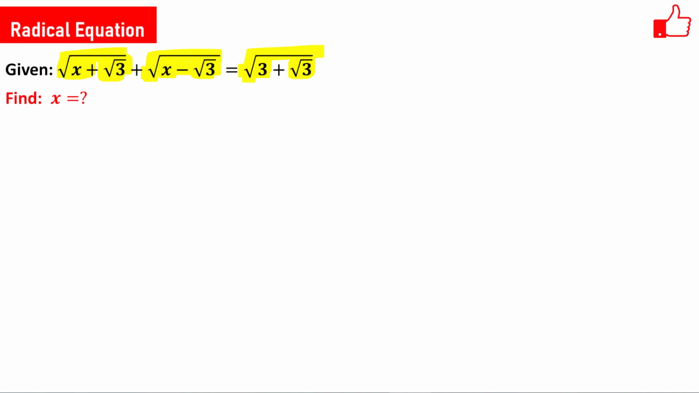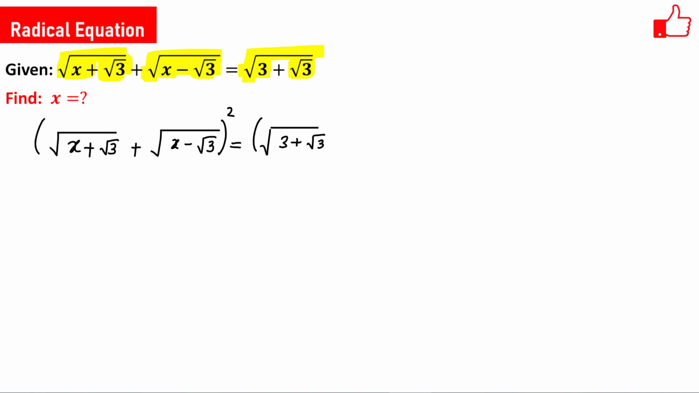You see you have too many square roots. So, the first step should be squaring. Let us square both sides. So, you have x plus root 3 plus x minus root 3 on this side, and on this side you have 3 plus root 3. Let us square both sides, and you remember (a plus b) whole square is nothing but a square plus b square plus 2ab.